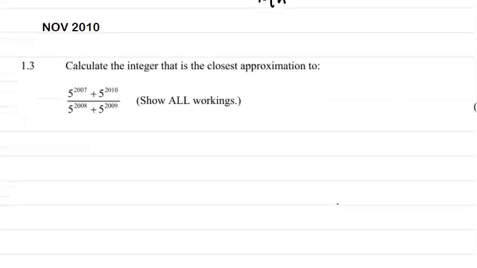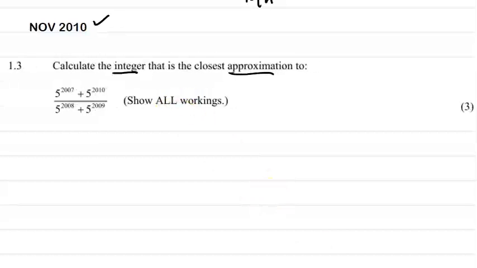Now in this particular question here, as you can see, we got the November 2010 paper. Calculate the integer that is the closest approximation to this particular expression here, which is 5 to the 2007 plus 5 to the 2010 all over 5 to the 2008 plus 5 to the 2009. Show all working. Okay, so let's look at that very carefully.